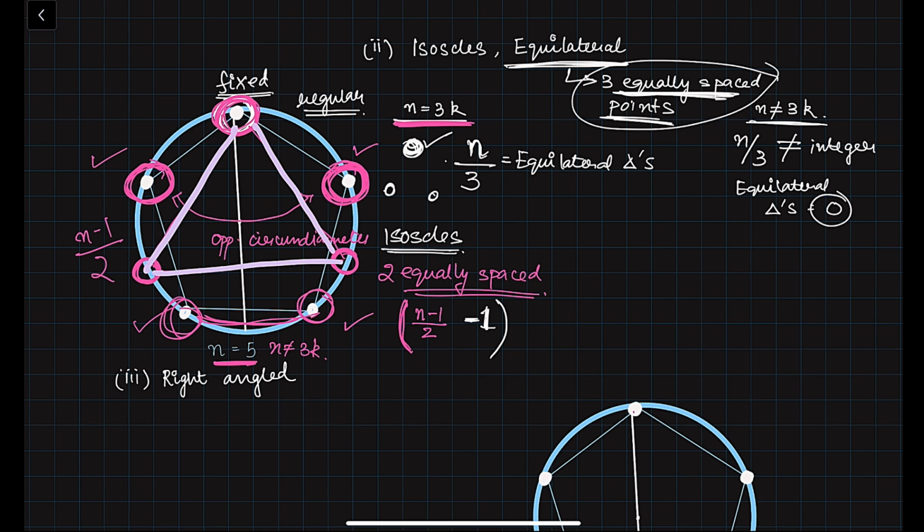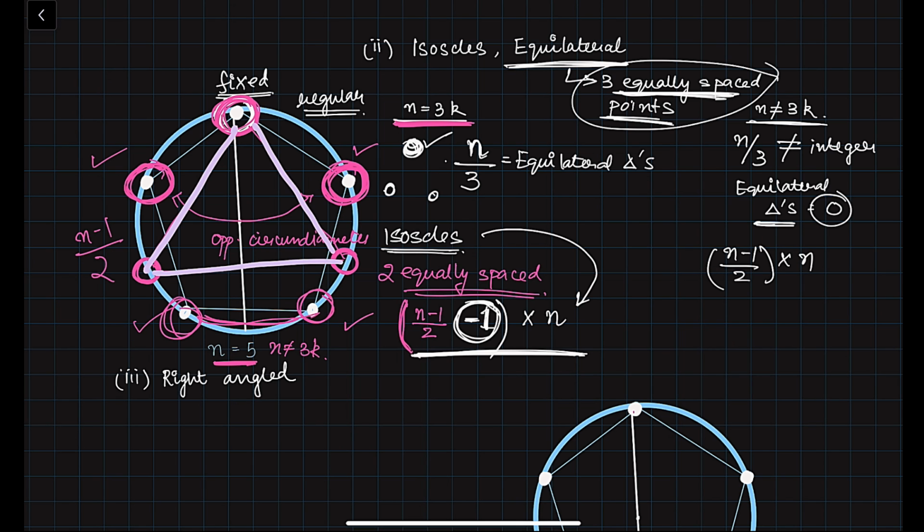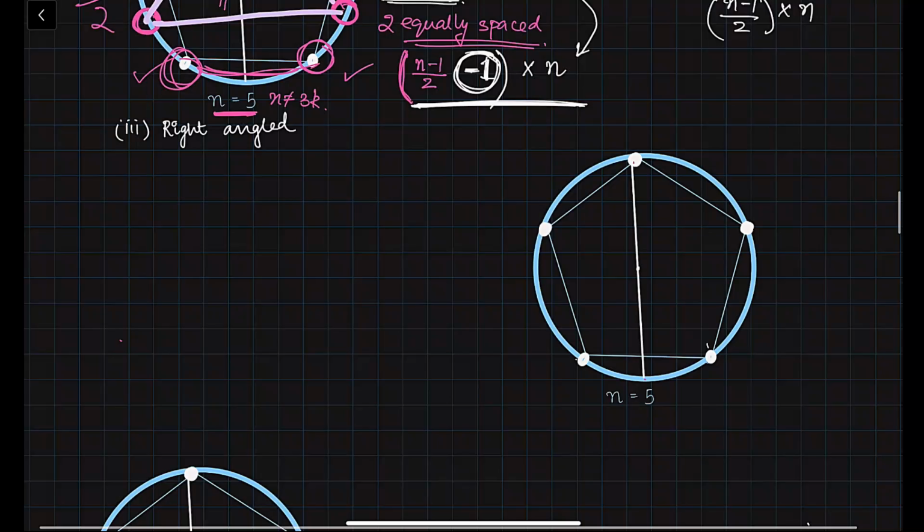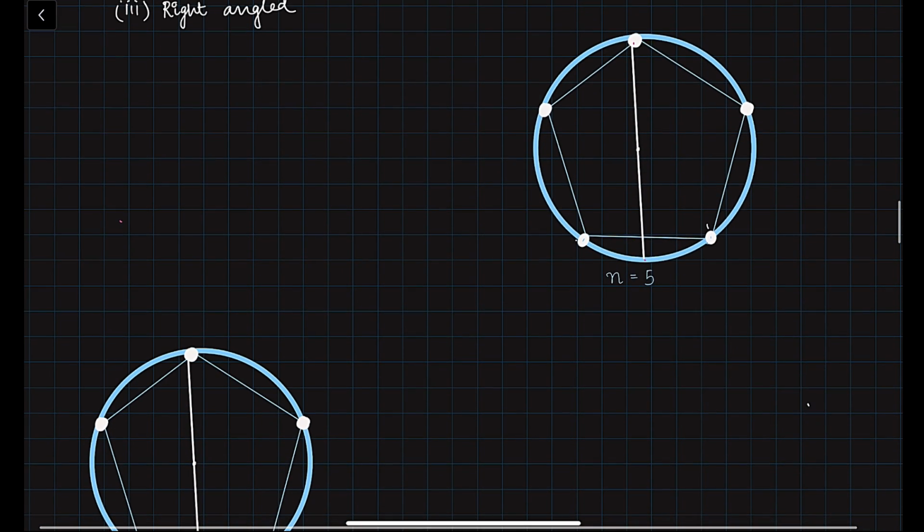Okay. Now how many cases do we have for the fixed point? The fixed point has n possible positions. So the total number of isosceles triangles for n equal to 3k will be this. Now, when n is not equal to 3k, the number of equilateral triangles is 0. So the -1 that we did in this case won't be applicable here. It will simply be (n-1)/2 times n. That's it.